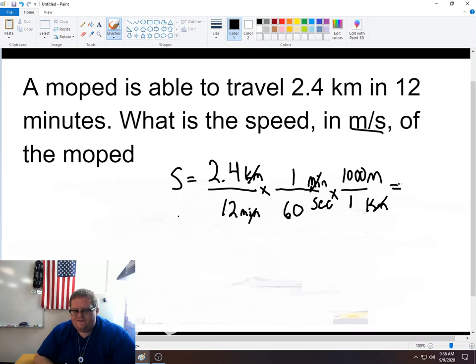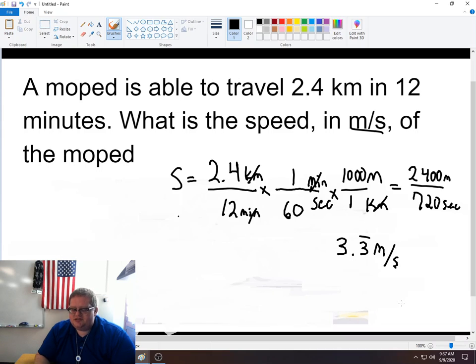So on top, I have 2.4 times 1,000 meters. I get 2,400 meters. On the bottom, I have 12 times 60 seconds. I get 720 seconds. So by the way, what this means is that this moped moves 2,400 meters in 720 seconds. We can simplify that ratio to find the actual speed, and we get 3.3 repeating meters per second. And that's our answer.